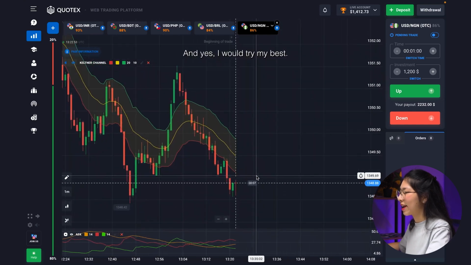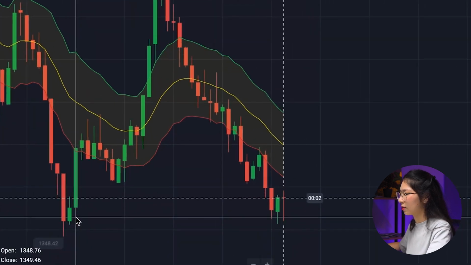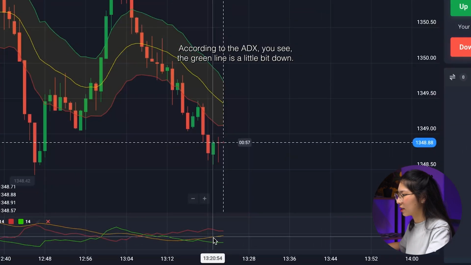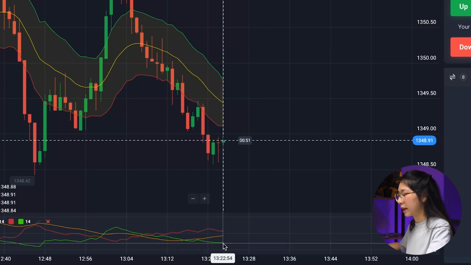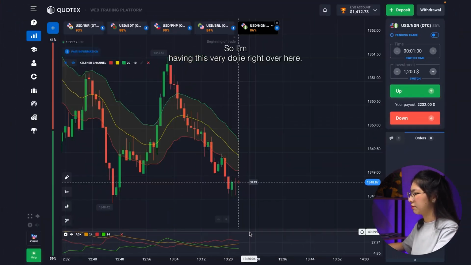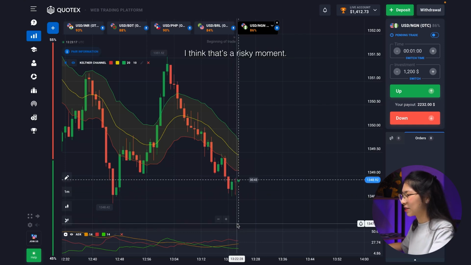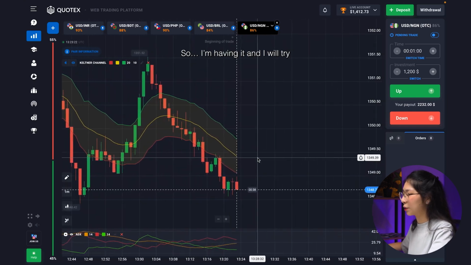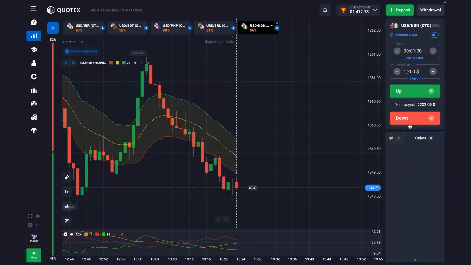Yes, I will try my best. I'm zooming this in and I will have this very button in front of my eyes again. I need to find some other signals. According to the ADX, you see the green line is a little bit down. The red one is much higher. So I'm having this doji right over here, so who knows what is going to be next. I think it's a risky moment. I'm zooming this in a little bit again, and I will try my best trying the reds. So let's go.